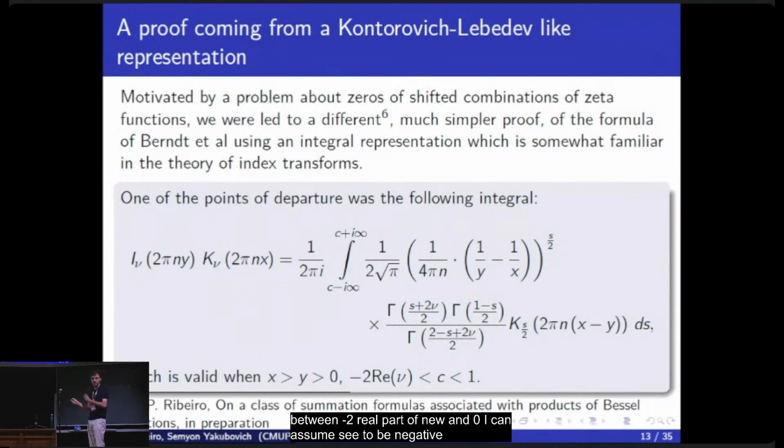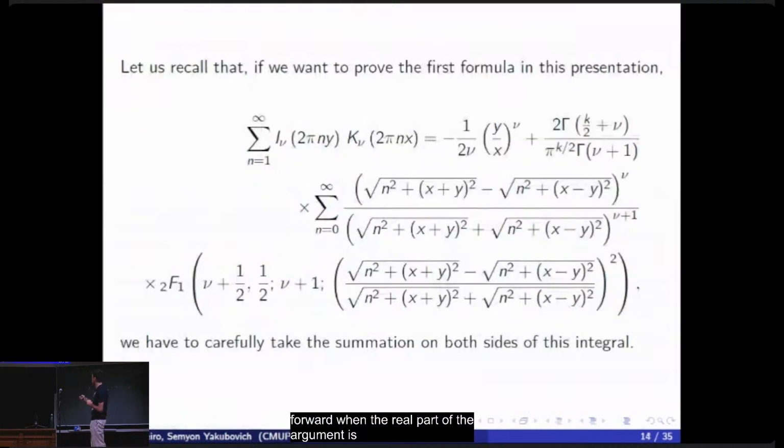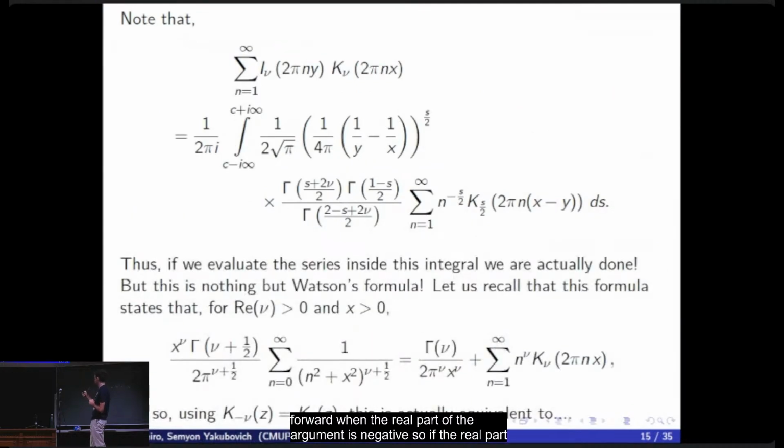And if it is not negative, assume that it is positive, I can shift the line of integration with Cauchy's theorem. The function is analytic, so it's okay. I can always shift to when C is negative, when the real part of the argument S is negative. So, if the real part of the argument is negative, this means that this guy here above is positive. So I can apply this formula.